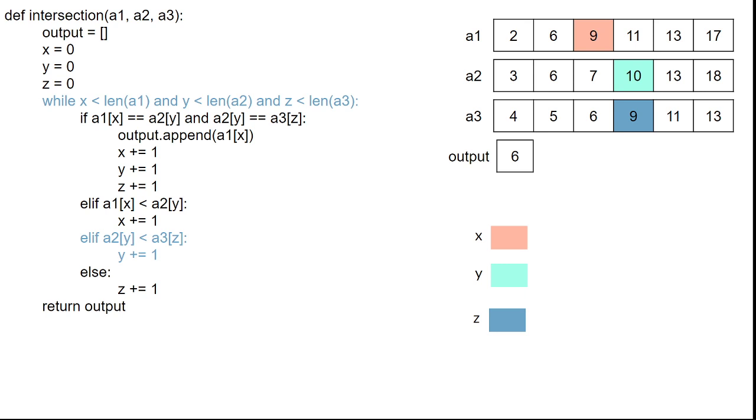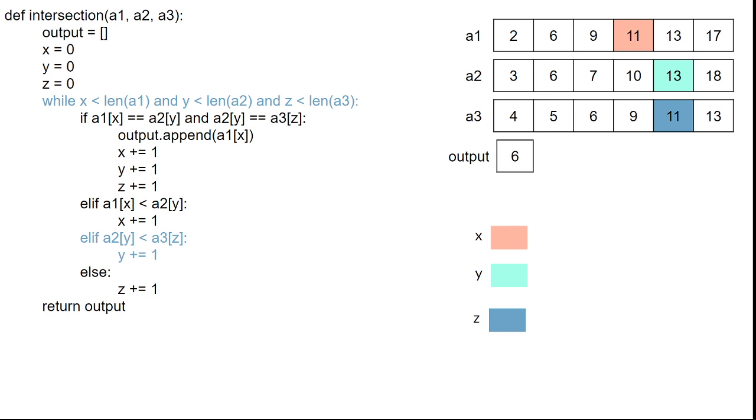And then since 9 is not smaller than 7, but 7 is smaller than 9, you increment Y. And then since 9 is smaller than 10, you increment X. And since none of the above are true, you increment Z. And then since 10 is smaller than 11, you increment Y again.